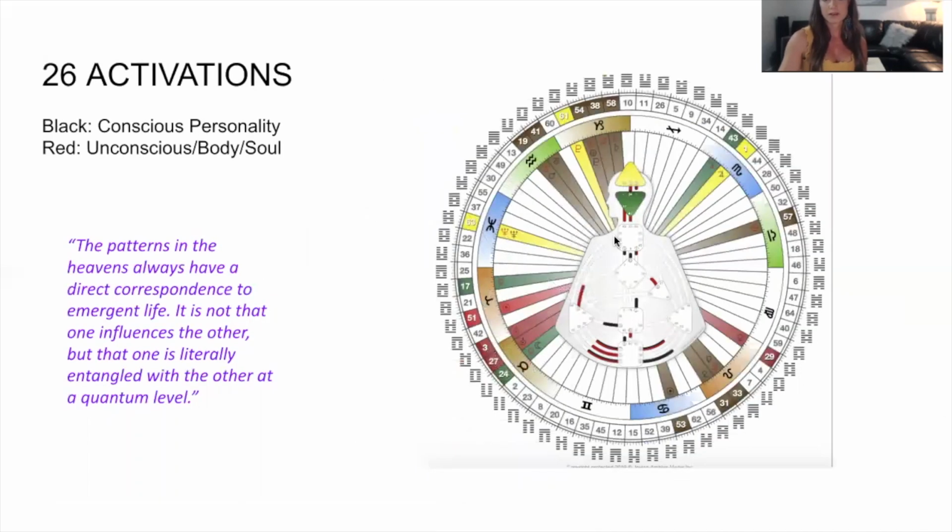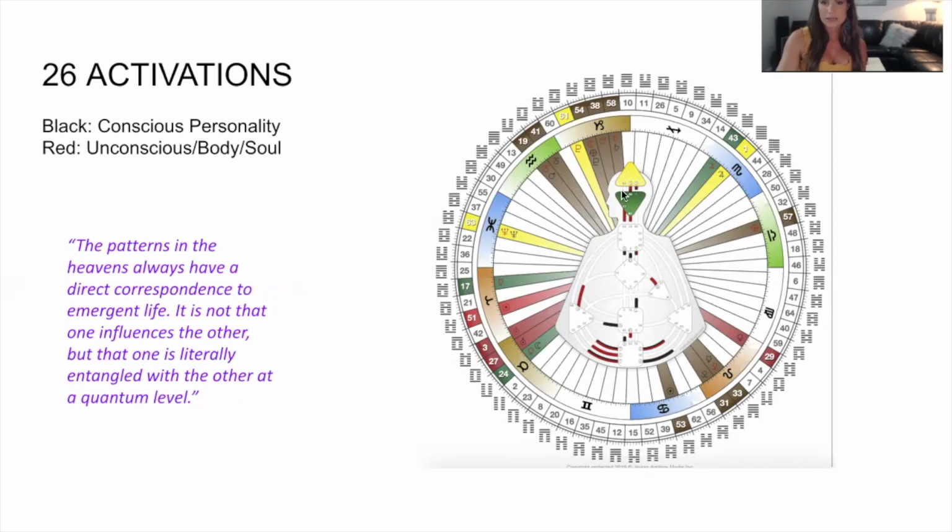And here was what I said: you're going to have 26 activations. So there are like 26 markers: the sun and the earth, the moon, the nodes, and the other planets that you're going to have in the moment you were born and 3 months before, because that's how we interpret the moment when the soul incarnates in the body. So basically, you are going to have black activations for your conscious personality that you're kind of here to live out, and then you're going to have red activations for your soul, your unconscious, your body. And you can see here, when you look at everything that we put in, that they're both black and red.